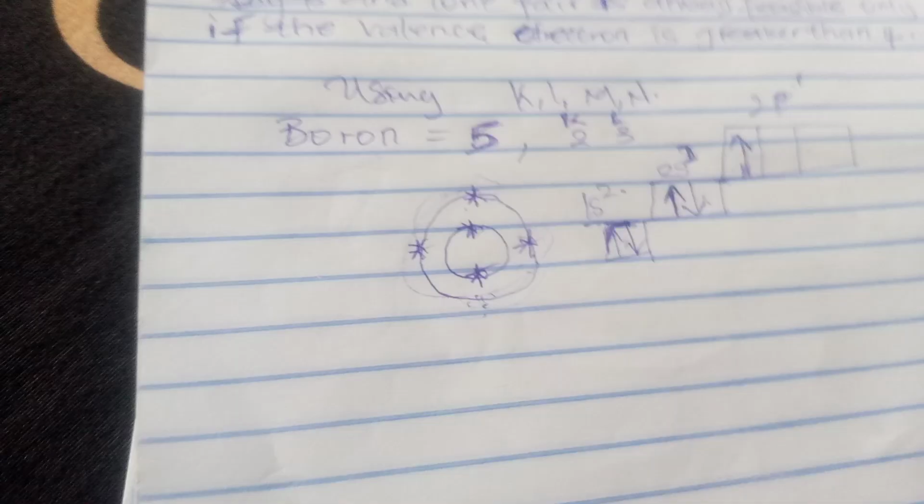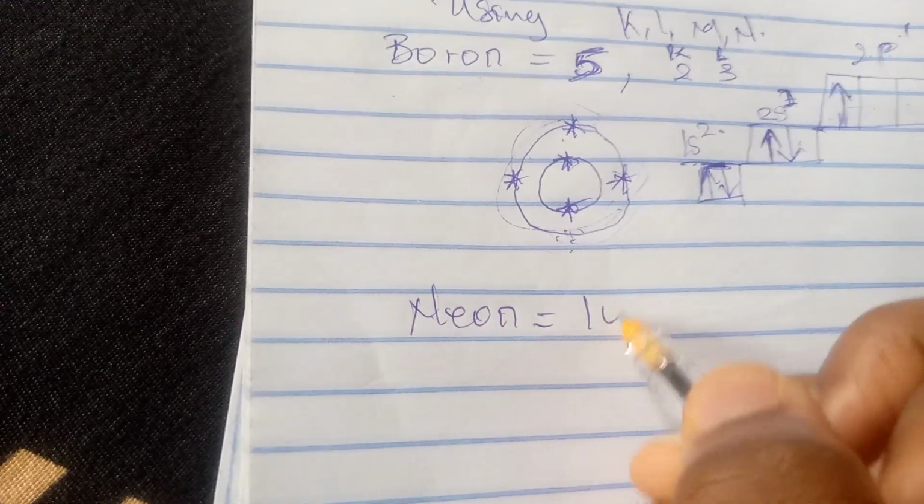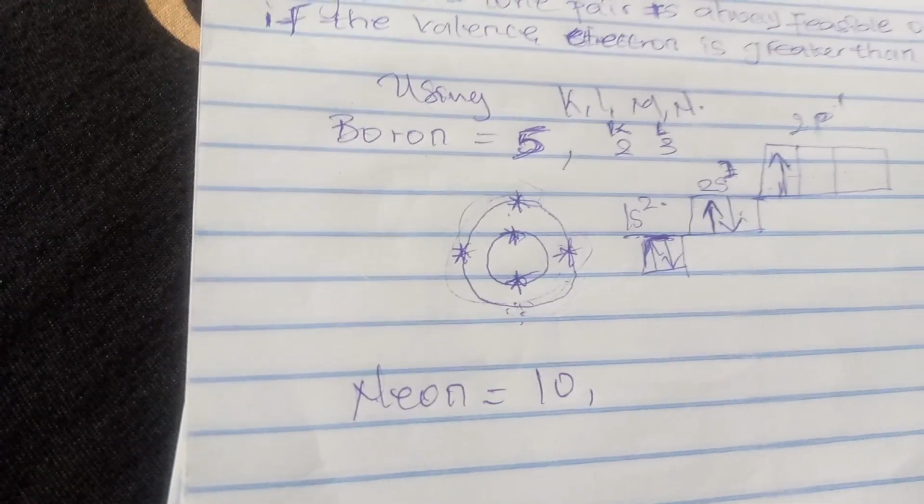Let me give you another example. Let's use neon, so you get what I'm trying to say. Let's use neon as an example. So now you have neon here. Neon is number 10 in the periodic table, with an electronic configuration of what?